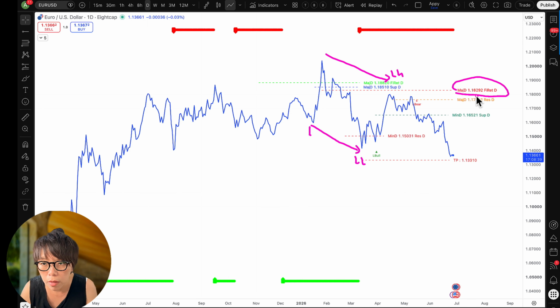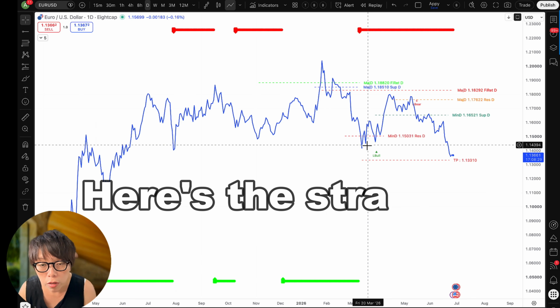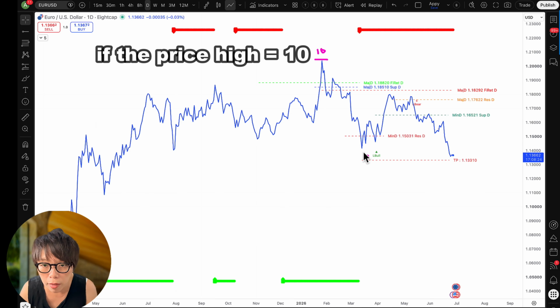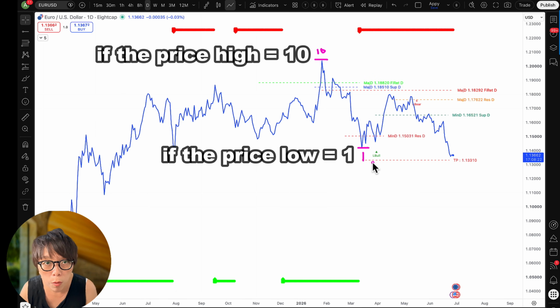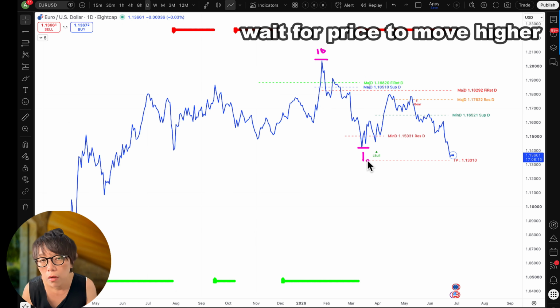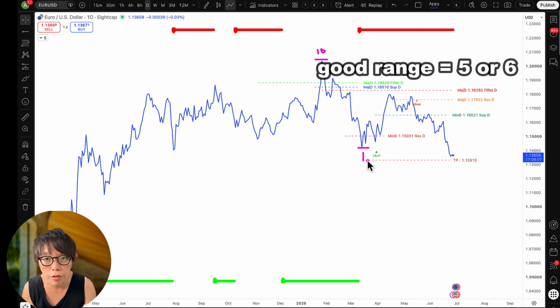Then the level here was the predicted resistance, and what I did was always wait for price to move up. The strategy is to understand that if the price high is at 10 and the price low is at 1, you don't want to short near, let's say, 2 or 3. You want it to move higher to a good level based on that range. So if it's 1 to 10, then a good range could be 5 or 6 or even 7 or 8.